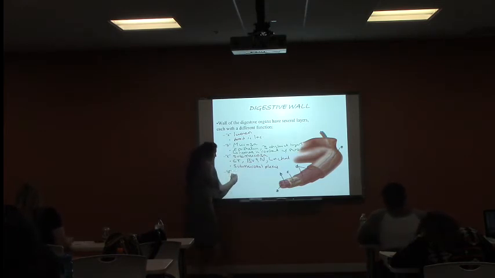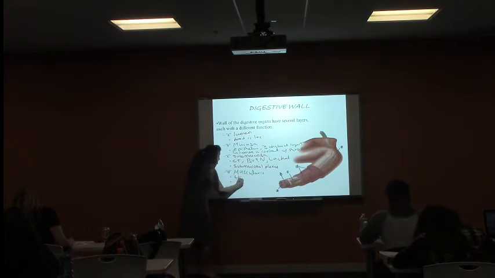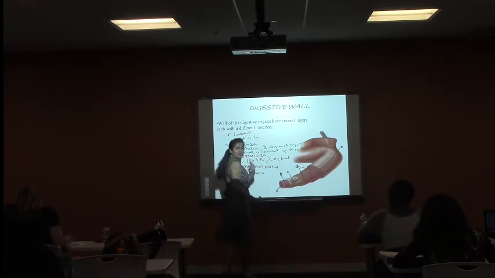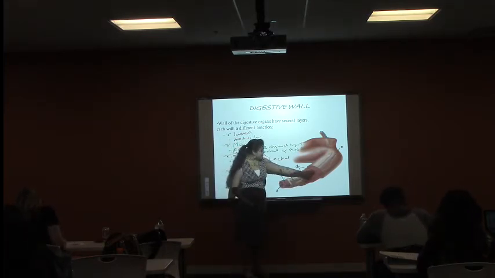D is the muscularis. So the muscular layer, the muscle layer, muscularis. It's smooth muscle. And the muscle layer is smooth. Now, it has two muscle layers. Okay? It has the inner circular layer. Why is it called inner circular? Because here's one layer, here's a second layer.